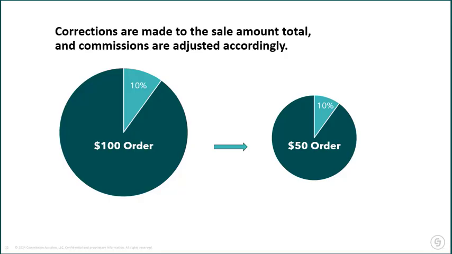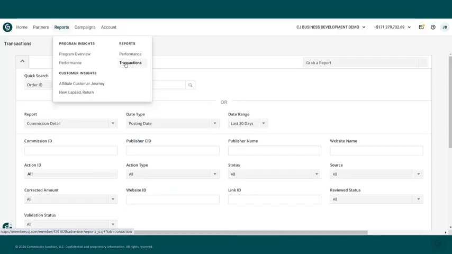Corrections are made to the transaction sale amount, and the publisher's earnings are automatically adjusted according to their program terms. If the transaction includes multiple items and only one or some of the items need to be corrected, for example, if the customer bought 2 items and returned one, you can adjust the transaction by individual items. Corrections can be made manually.